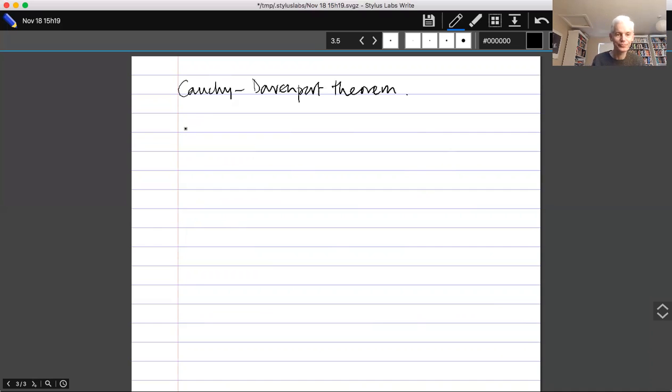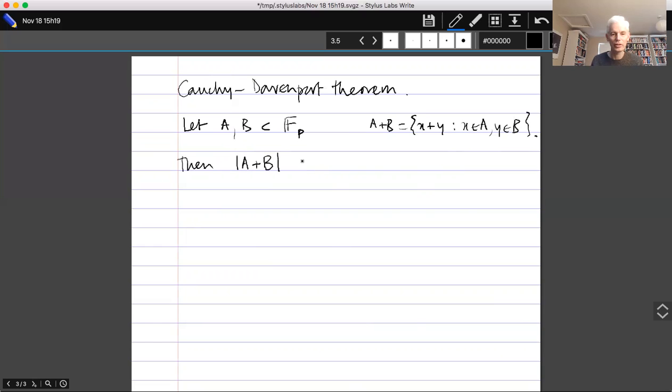And here's what it says. Let A and B be subsets of Fp, p being a prime, and we write A plus B for the set of x plus y such that x is in A, y is in B. Then the conclusion is that the size of A plus B is at least whichever is smaller out of p, which is a sort of trivial case, and the size of A plus the size of B minus 1.